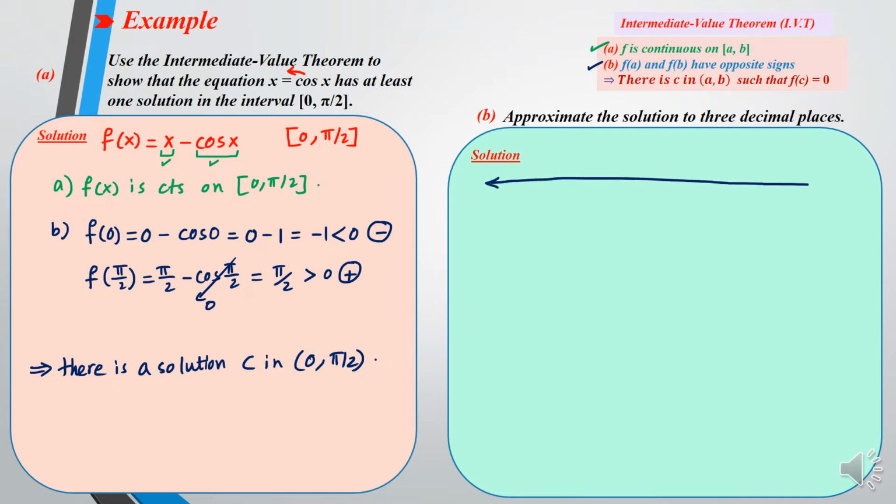So here we have a number line, and in our question we have the interval from 0 to pi over 2. We found that f of 0 is negative and f of pi over 2 is positive. So we have a root inside the interval. You have to find the mid value between 0 and pi over 2, so add them, 0 plus pi over 2, then divide by 2 to find the mid value. You will get pi over 4.